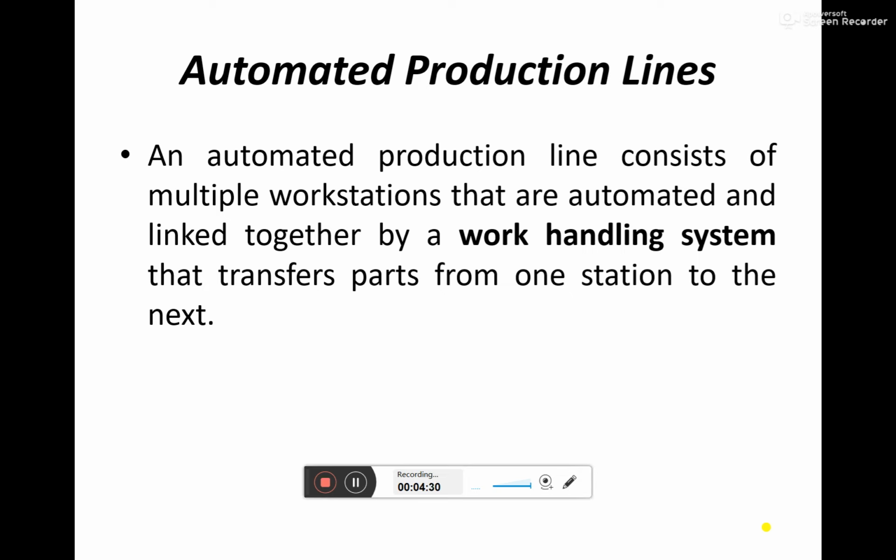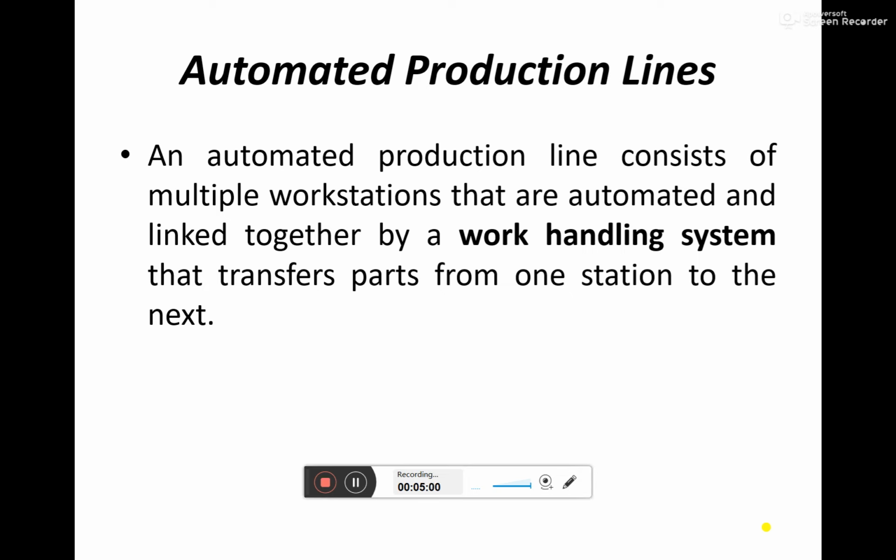In a production line, whether it is an inline production line or a carousel or some other type, it will use different work handling systems to transfer the work parts. The work handling systems may be a belt conveyor or a roller conveyor, by which we can transfer the work parts from one station to other stations.